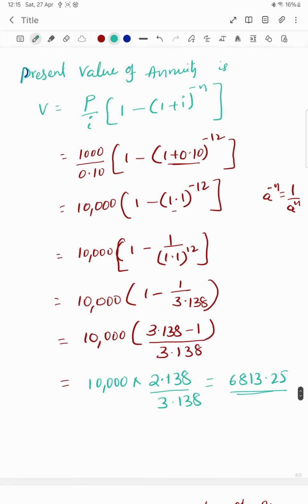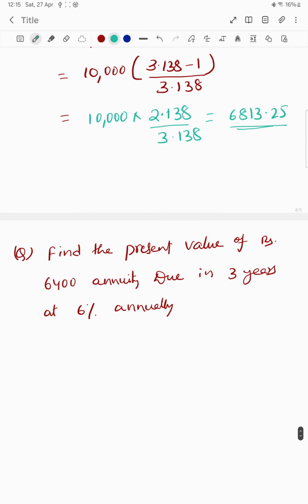Okay, similarly we might have a question like this: find the present value of rupees 6,400 for annuity due. See, the difference between the previous question and this question is, in the previous question he was asking to find out annuity, that means it comes under annuity regular, but this is coming under annuity due.